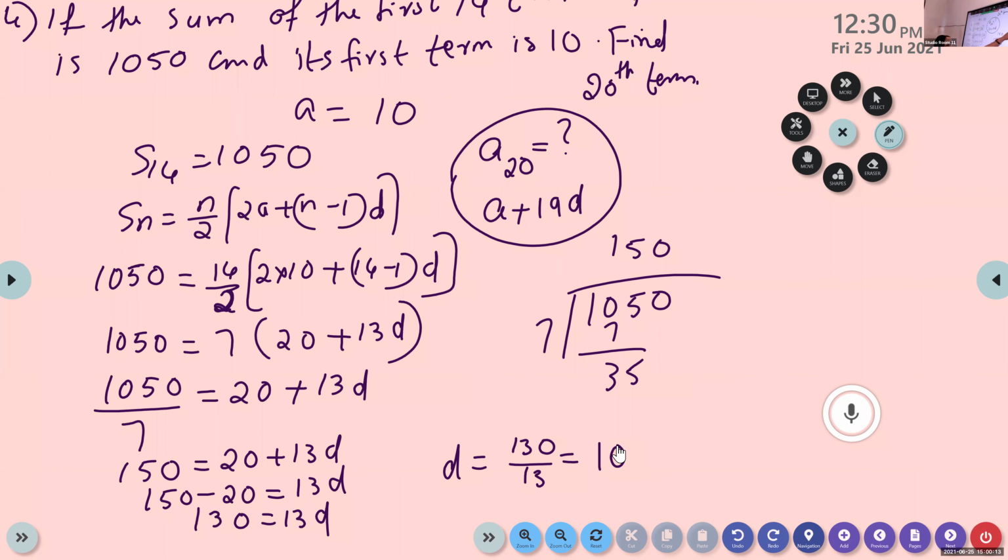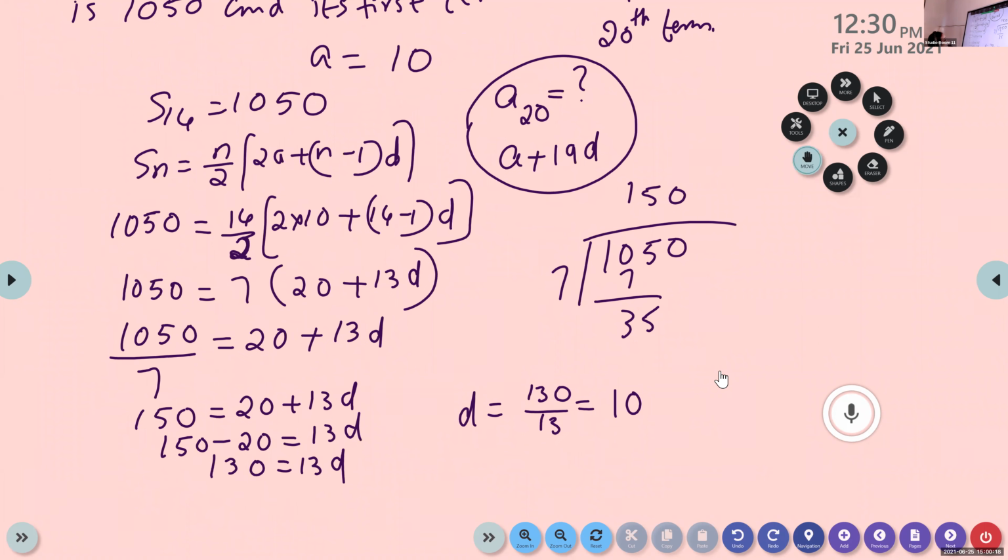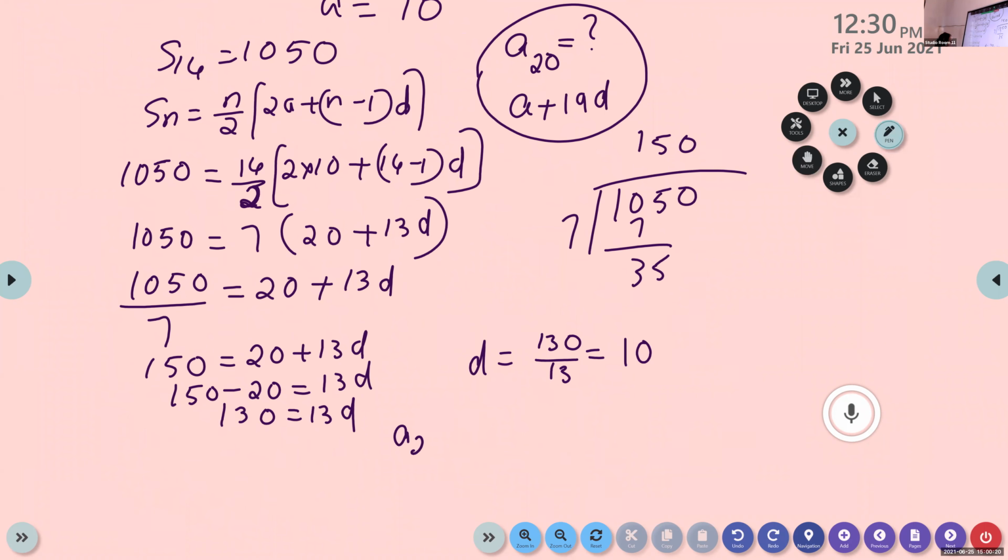Now you can write A20. A20 is A plus 19D. A20 equals A plus 19D, that is 10 plus 19 into 10. This is A20. The 20th term, A20, is 200.